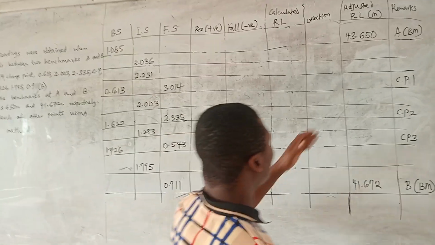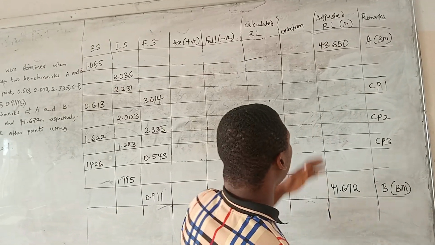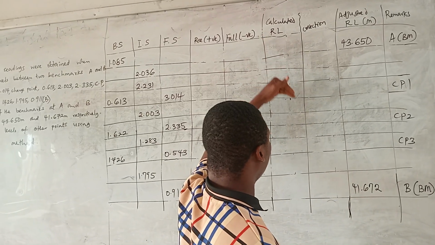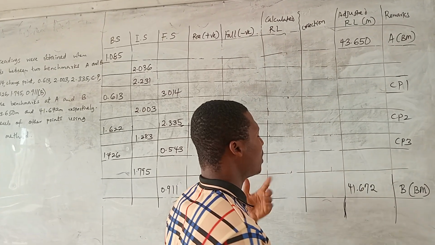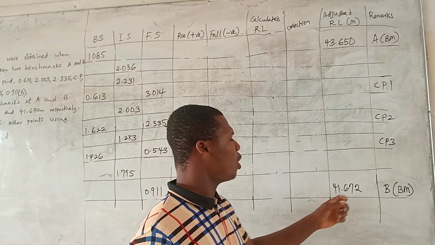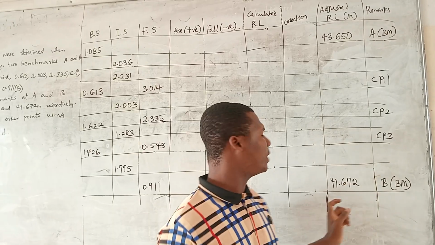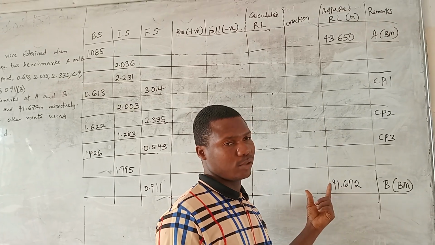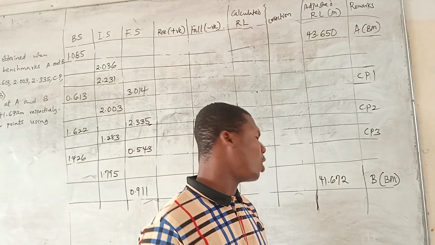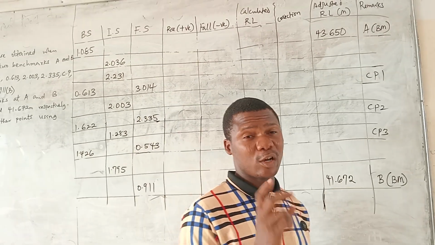So we need the adjusted reduced level of all these ones. The reason why we are having a column for correction is because at the end of the day, after all these reductions, the last reduced level we get here will not be the same as what we have here. So there will surely be need for correction, because no matter how perfect you may be as a surveyor, there will surely be an error, no matter how small it may be.